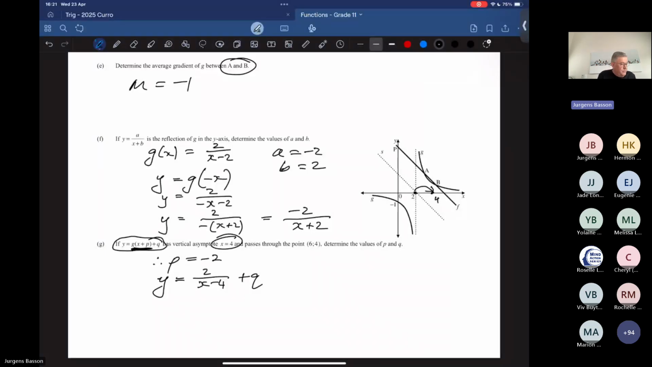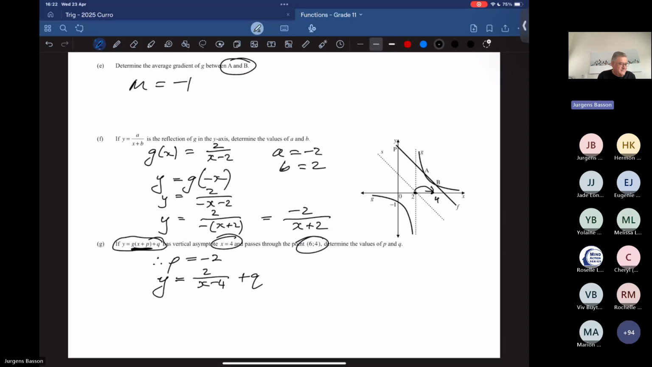Now to find q, we need a point. And do we have a point to substitute? And the answer is, I think so. We most probably have a point. Where can we get a point that we can substitute?